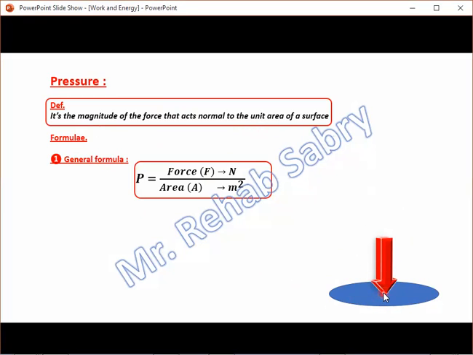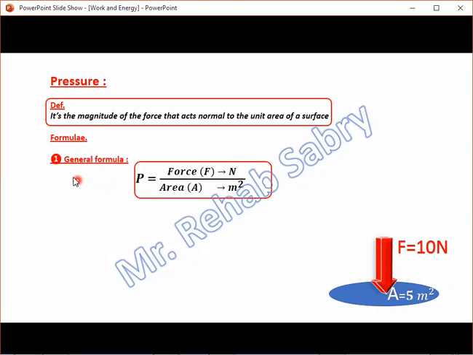I mean the unit area of the surface. And for example, imagine that the force is 10 newtons and the surface area is 5 meters squared. So simply we can find the pressure by finding the force that's acting on 1 meter squared unit area. Okay, so to find that we will divide the force, which is 10, over the area, which is 5, to find the force that's acting normal or perpendicularly to the unit area.